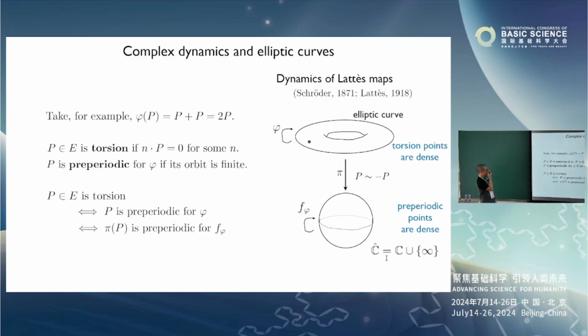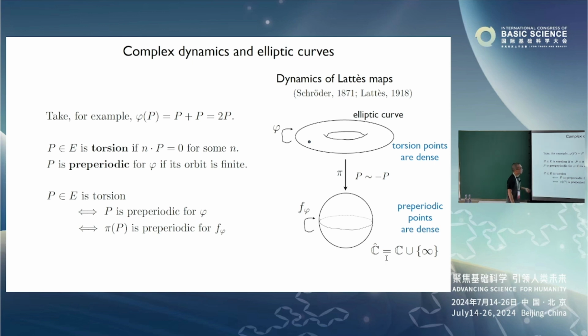Okay, so what is the connection between dynamics and uniform Manin-Mumford? Here's the thing. If you take an elliptic curve, you can have the multiplication by 2 map, sending P to 2P. So you get some action here, a self map, and then you get a dynamics here. P is torsion if n times P equals 0 for some n. And P is preperiodic for phi if its orbit is finite.